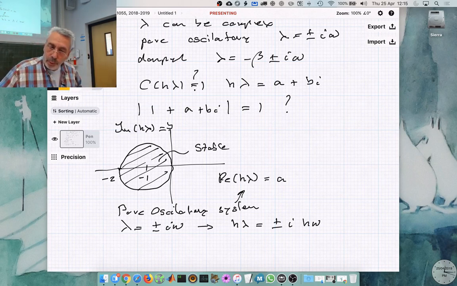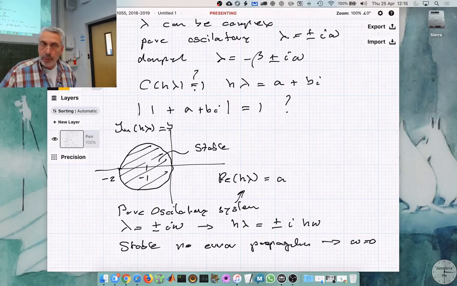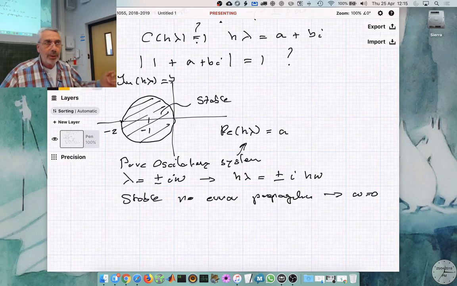So we can do a pure oscillatory system, stable, no error propagation, well, omega has to be 0, or in other words, it's non-oscillatory. Or, in other words, you cannot integrate an oscillatory system in a stable manner with the Euler method. That's sheer impossible. Doesn't work.